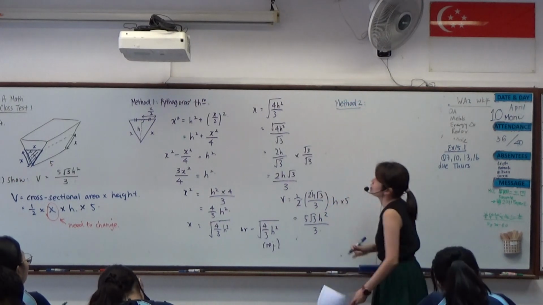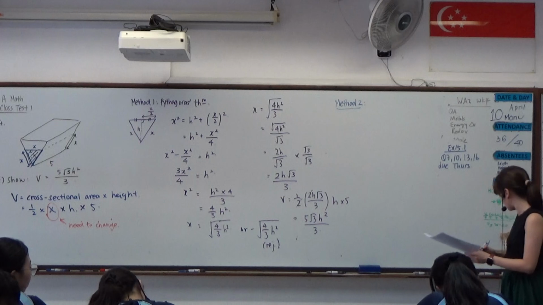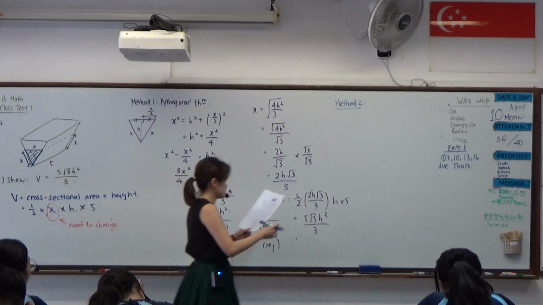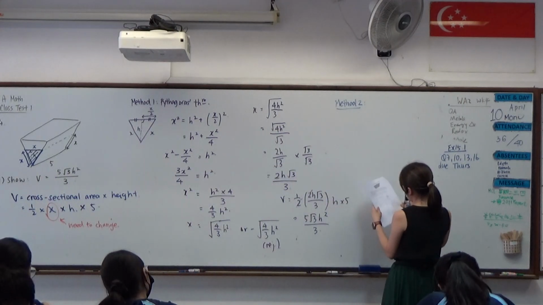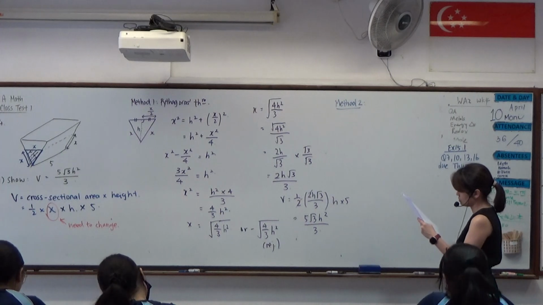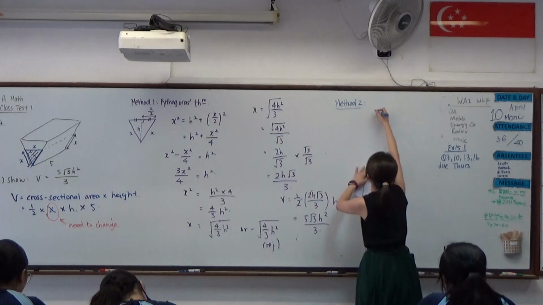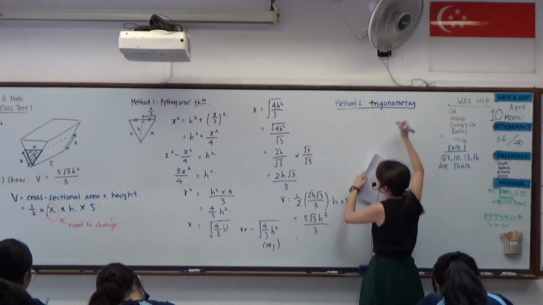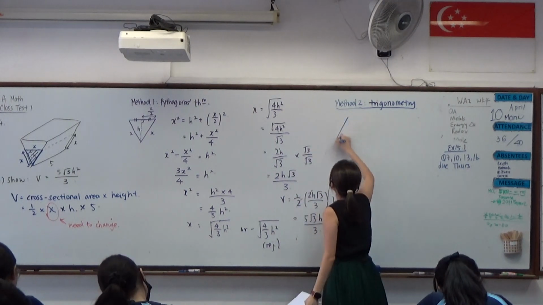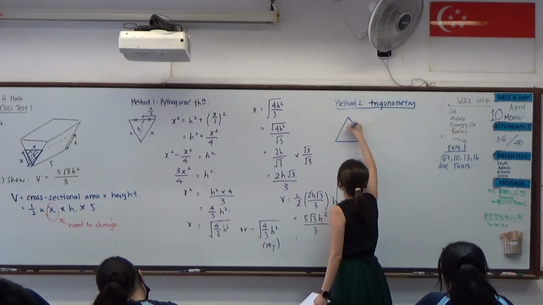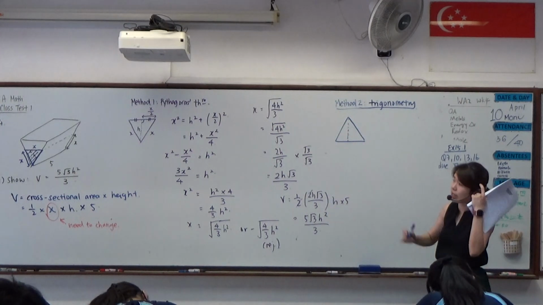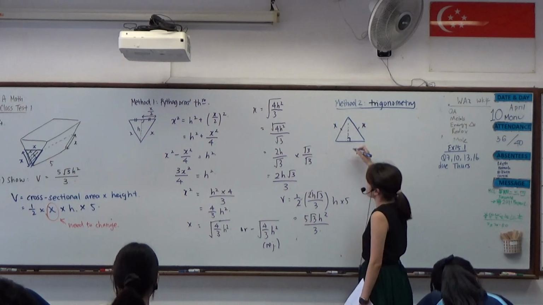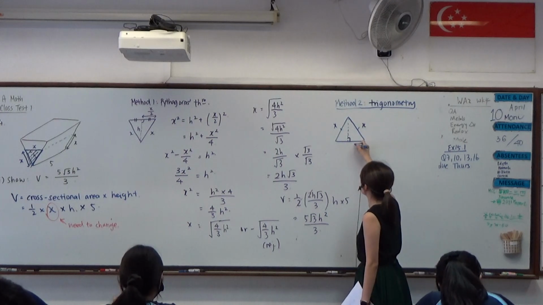Method 2, if you want to make use of area of triangle. Sorry, not area of triangle, I'm talking about trigonometry. Okay, so again, onto that area, the cross-sectional area itself, we notice that I can have isosceles triangle, equilateral triangle.